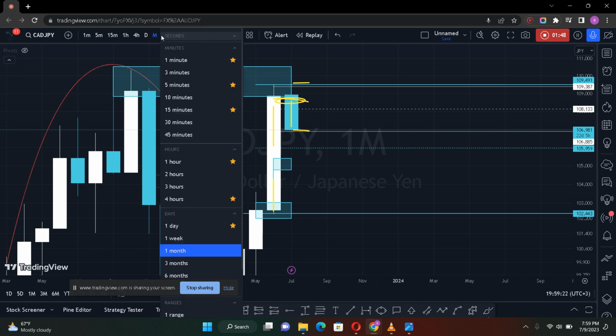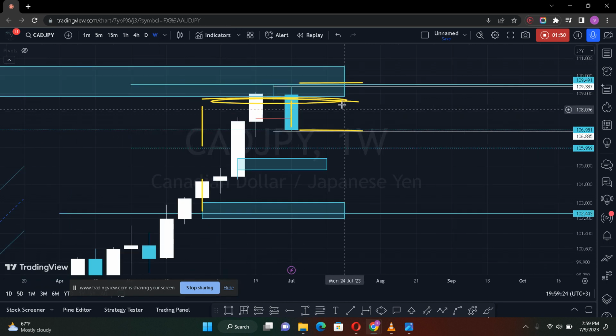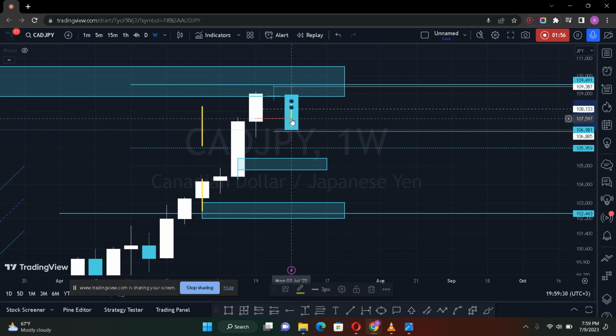So down to the weekly. So on the weekly, I also do the same. I highlight the previous week's high, low, and mid range. Just a second, let me clear the chart.